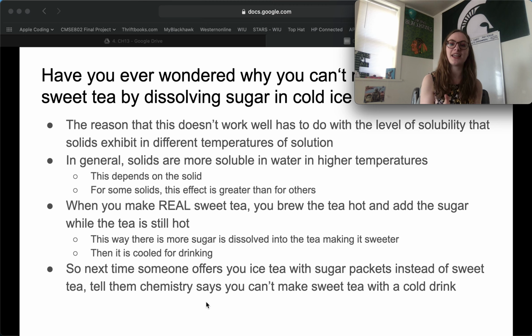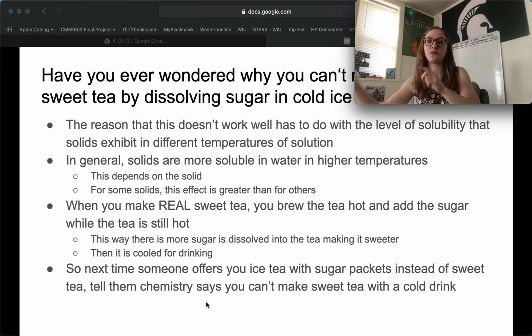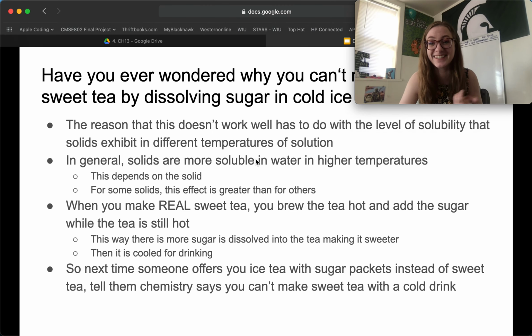You're not going to get as much sugar into the actual tea liquid itself if you put it in a cold tea versus if you put it in a hot tea. So, delish. This whole one has a bunch of food themes in it.